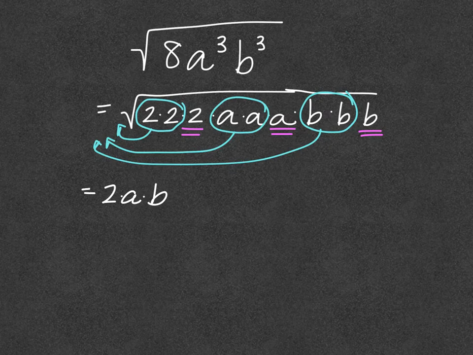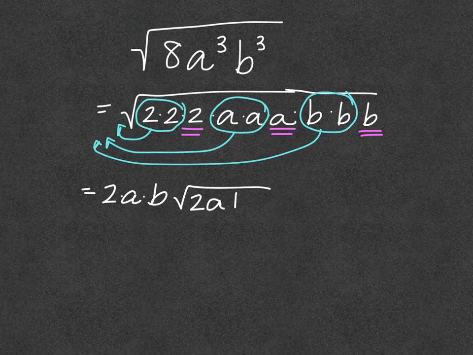And every time they go outside, you just multiply your outsides with your insides. So I'm going to have a square root left, and who's left on my inside? I have a 2, right? Because we have this 2, and I have an A and a B. So that simplifies to 2AB times square root of 2AB.